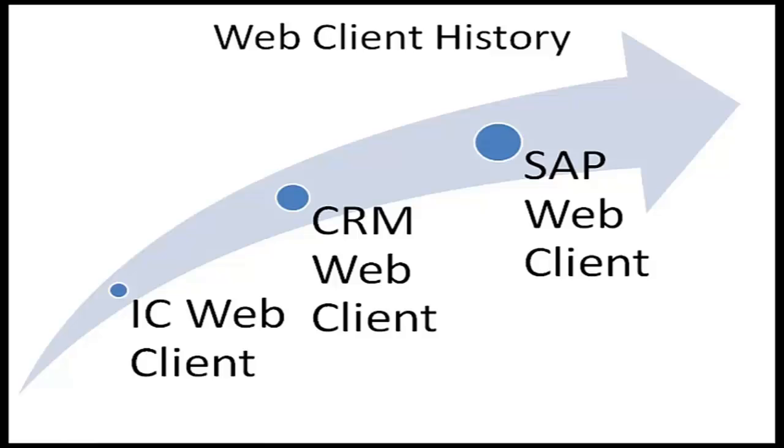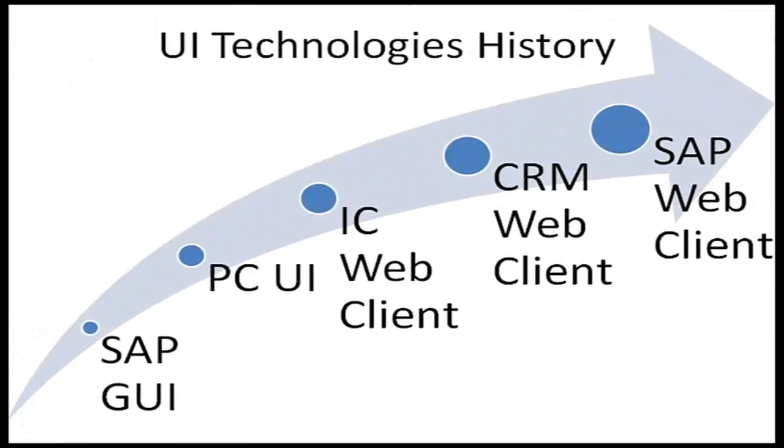As we are already talking about the history of SAP user interface technologies: when SAP started with the CRM product, the user interface technology used was SAP GUI, also known as SAP graphical user interface. Then they came up with PC UI, also known as people centric user interface, in the 4.0 version, and then the web client in 5.0, also known as IC web client. After that you know the history: now it is called CRM web client, and it has also been transformed into SAP web client. So this is the history of user interface technology, which underwent a major transformation, and a lot of innovation took place in this framework.